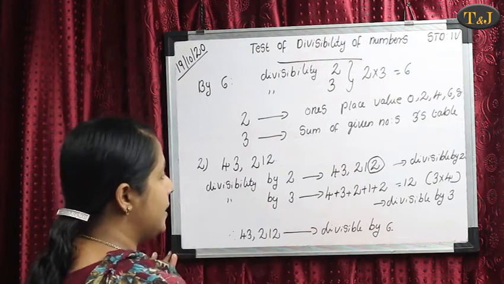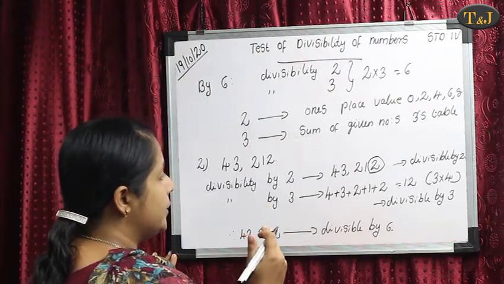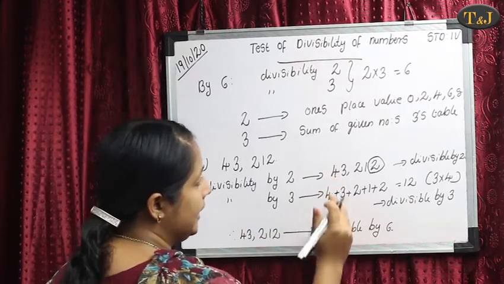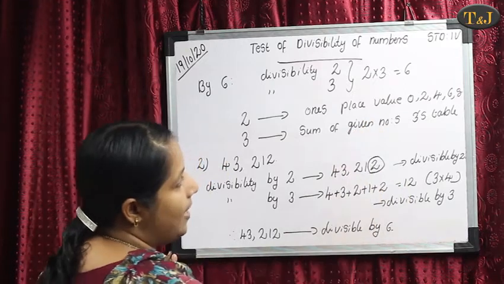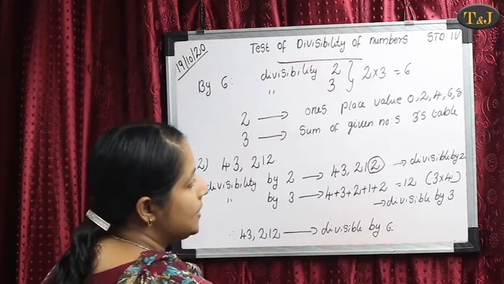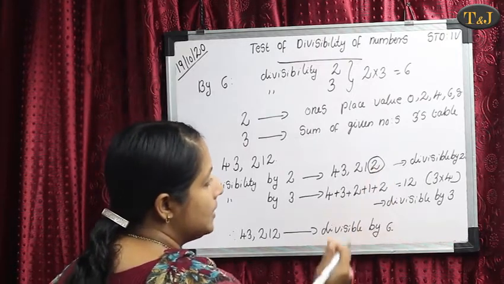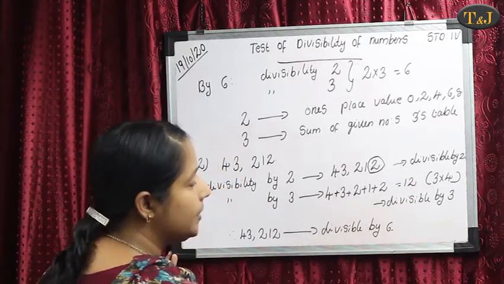Here our example is 43,212. Then test the divisibility by 2. We are taking the number's 1's place value, which is 2. Our condition is that the 1's place value is 0, 2, 4, 6, 8 in these numbers. So it is divisible by 2. So our number's 1's place value is 2. That's why we are writing it is divisible by the number 2.